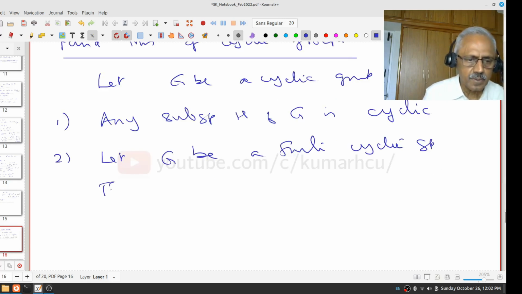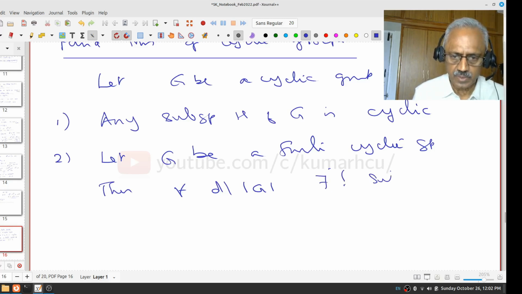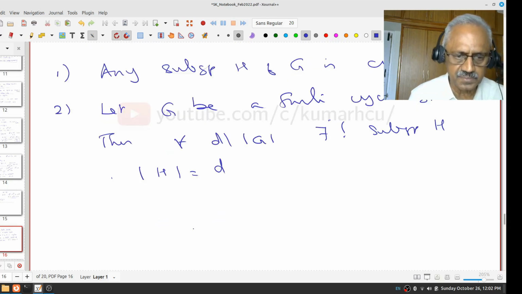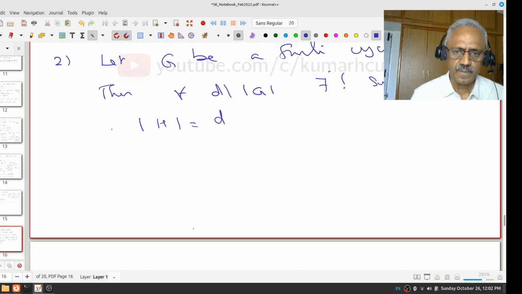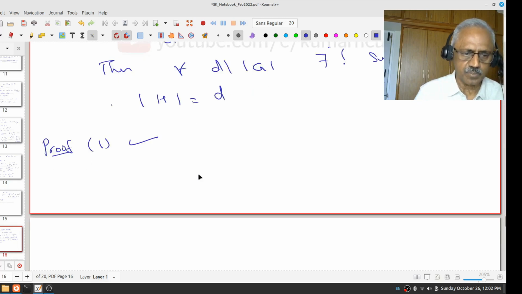Then for every divisor d of, let us say, of order n, there exists a unique subgroup H such that the order of H, that is the number of elements in H, is d. Right? So one is already proved. Let us prove two.